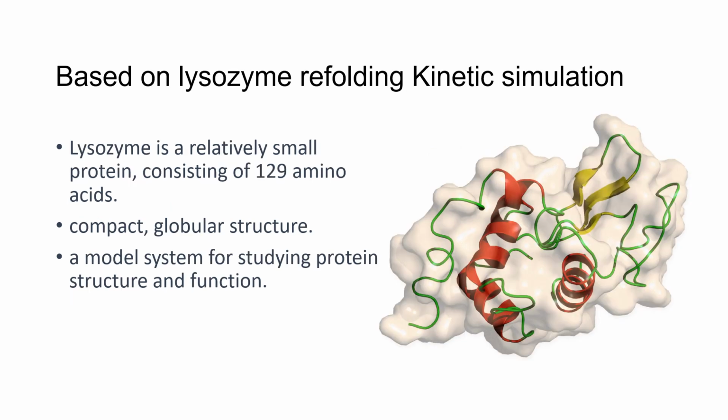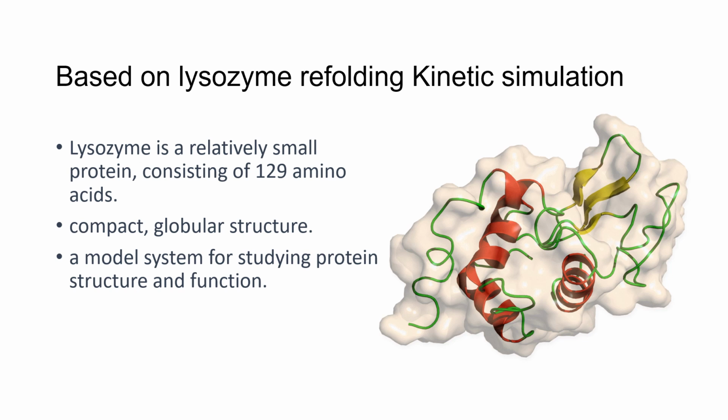Then, lysozyme is a small enzyme that plays an important role in the immune system of many organisms, including humans. It was first discovered in 1922. Lysozyme is found in many bodily fluids, such as tears, saliva, and mucus, as well as in egg whites.